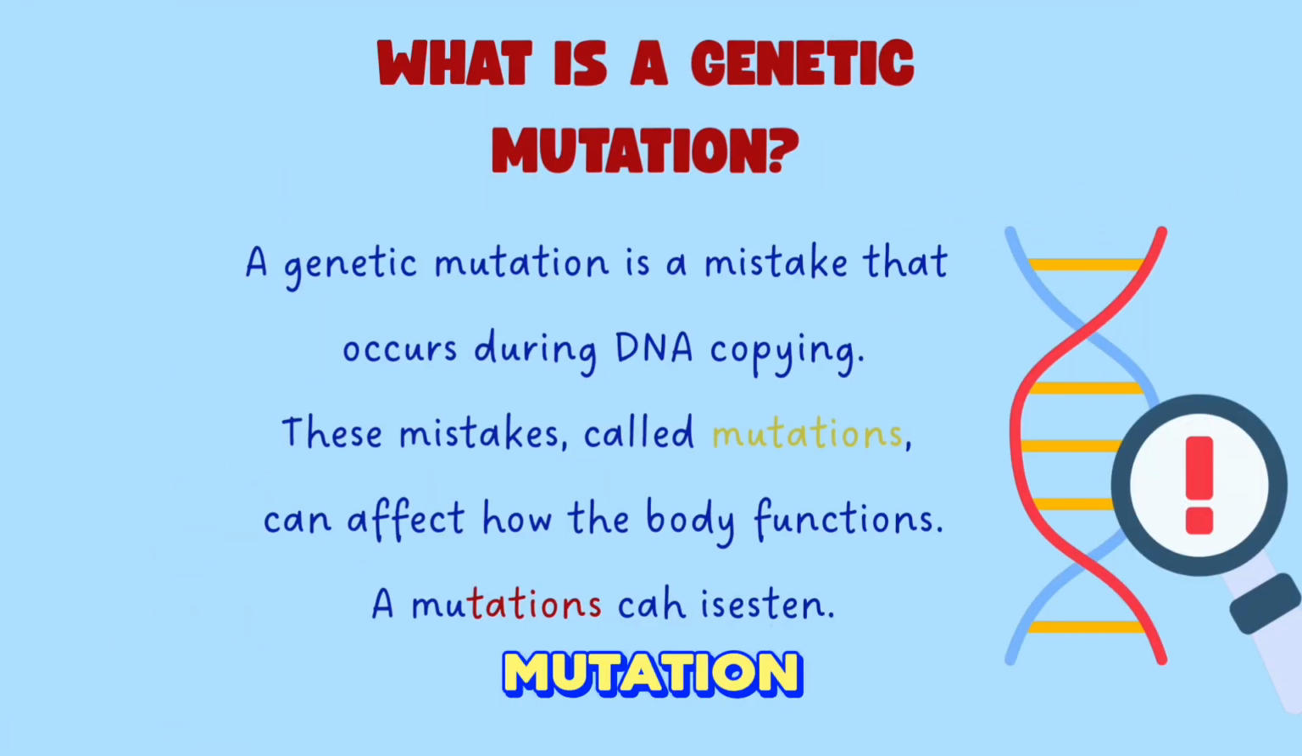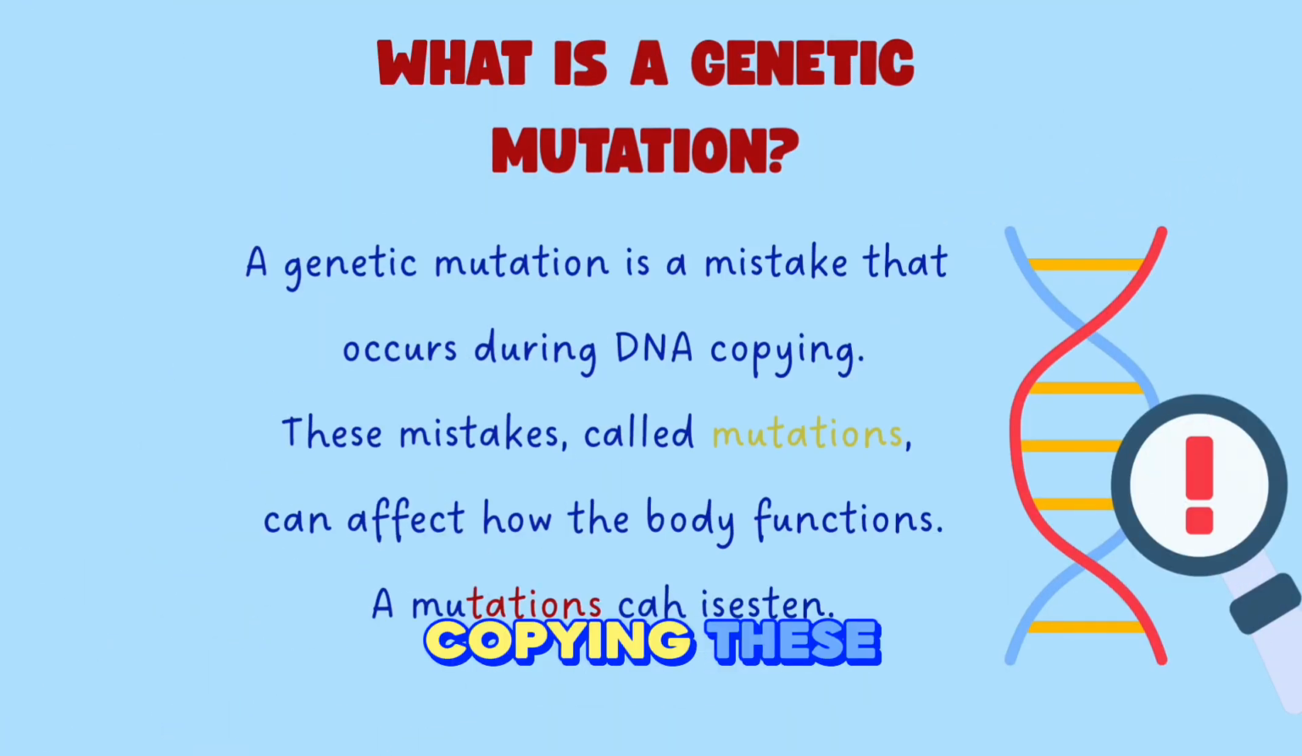What is a genetic mutation? A genetic mutation is a mistake that happens during DNA copying. These mistakes, called mutations, can change how the body works. Some mutations can be harmless, while others may cause problems.